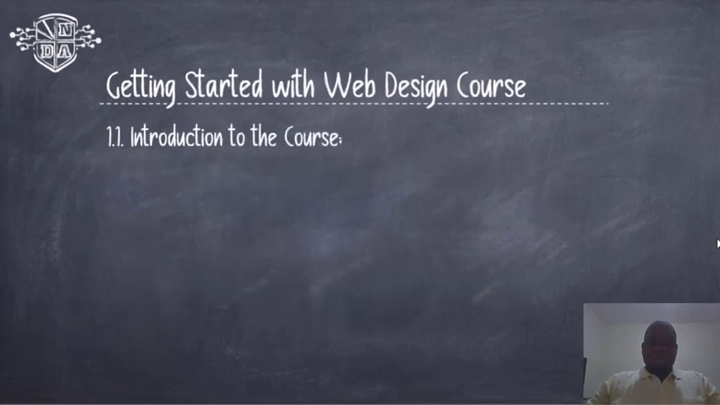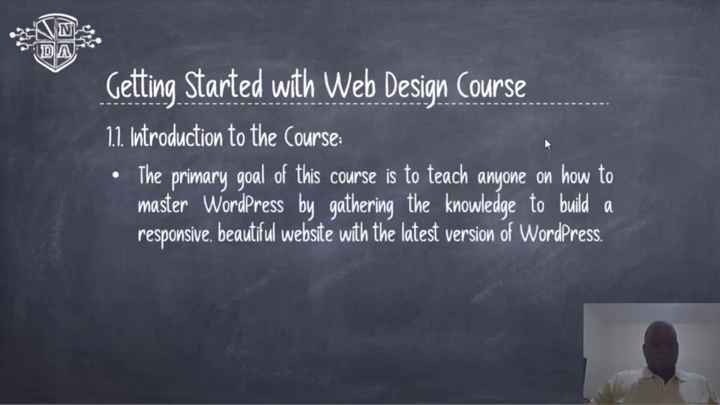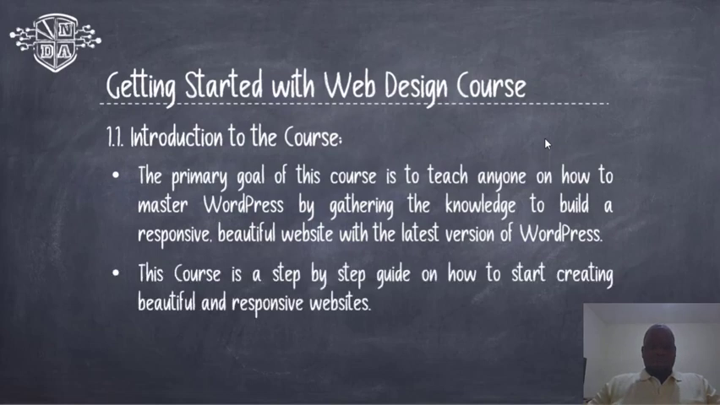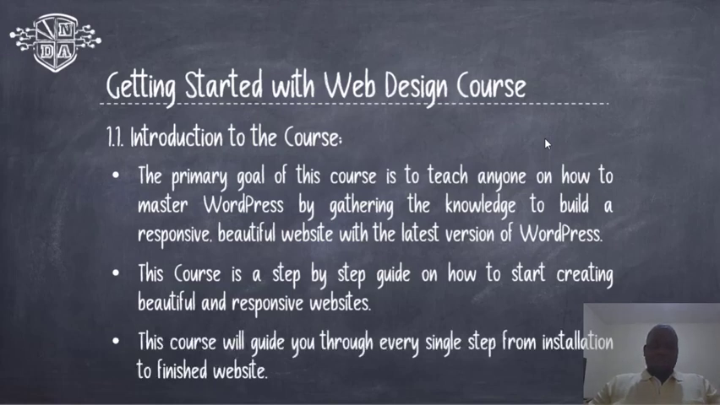So let's look at the first module, which is the introduction to the course. The primary goal of this course is to teach anyone how to master WordPress by gathering the knowledge to build a responsive and beautiful website with the latest version of WordPress. It's a step-by-step guide on how to start creating beautiful, responsive websites. I will also guide you through every step from installation to a finished website: how to get hosting, how to install WordPress, and eventually design your responsive website. Those are the things we're going to learn in this course.